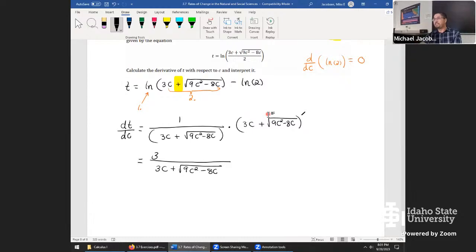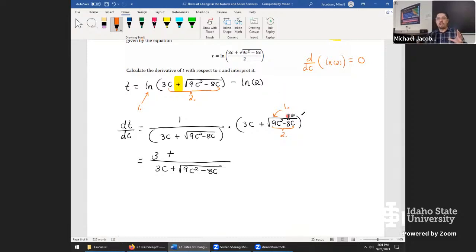Then we need to do that derivative. Well, that one's not so great, right? That's another chain rule in the process. So we'll go plus and do a whole new analysis on this thing. The square root function, that's our outer function we have to handle first. And the polynomial, 9c squared minus 8c, we'll do second.